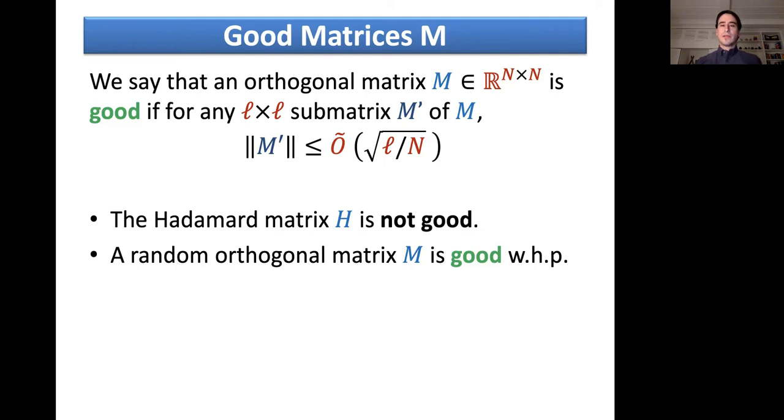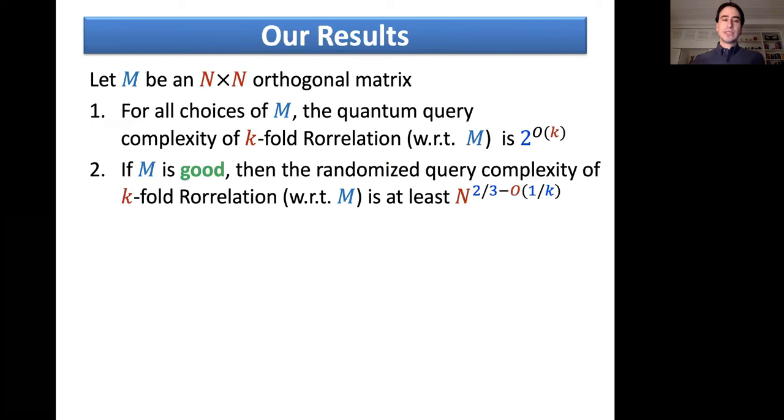But we also want that when we increase the size of the submatrix, the spectral norm of the submatrix doesn't go to 1 so fast. Unfortunately, in the Hadamard matrix, when we pick L to be square root n, the spectral norm of this square root n by square root n submatrix could be 1. So a Hadamard matrix is not good. On the other hand, a random orthogonal matrix is good with high probability, and this will be used in the analysis. Our main result is as follows.